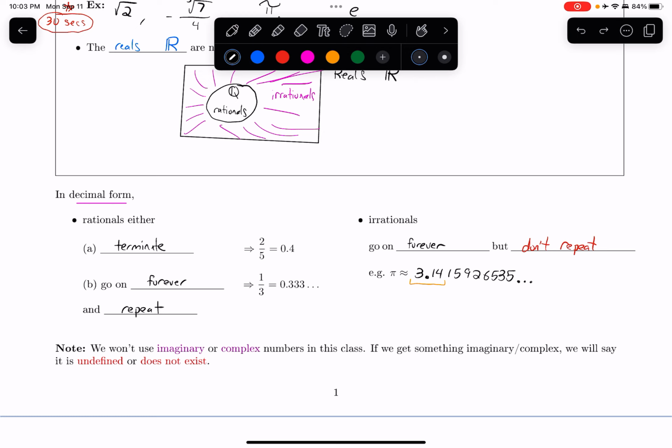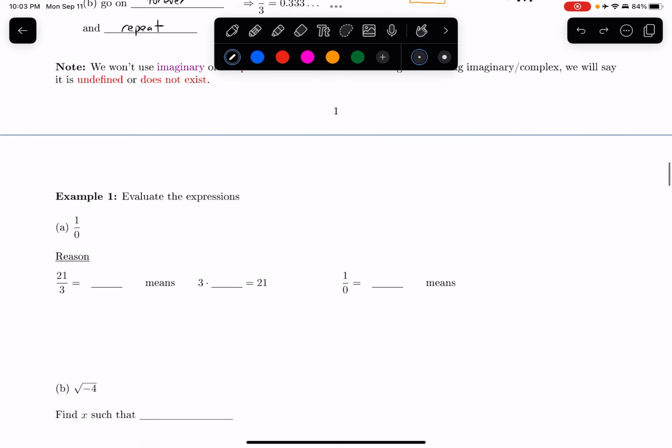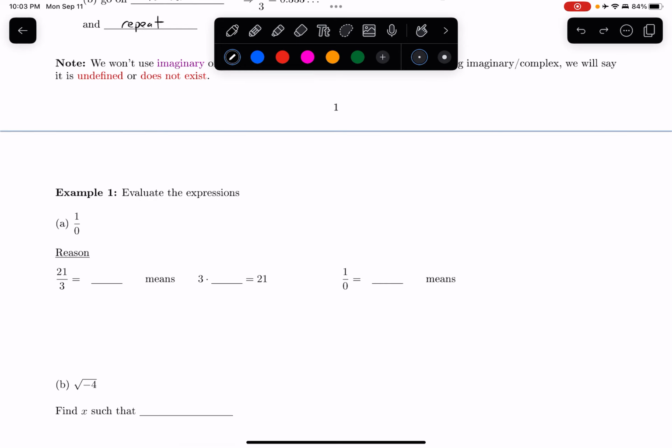All right, let's look at some examples. So let's evaluate the expressions. So part A says, what if I want to do 1 divided by 0? What's something divided by 0?